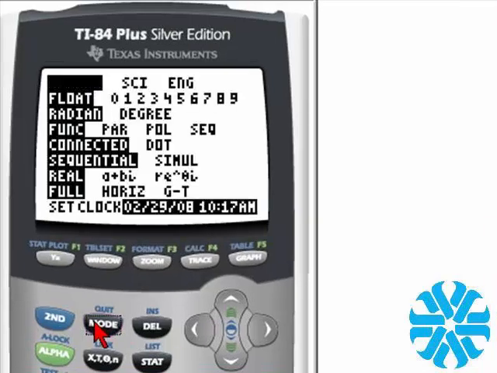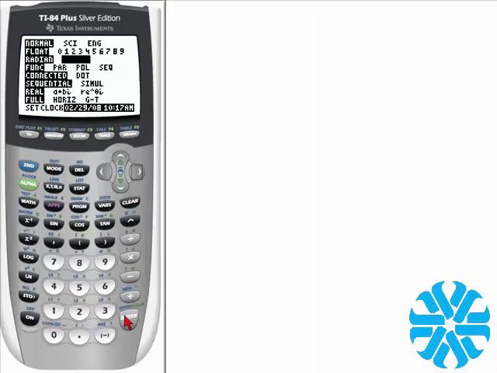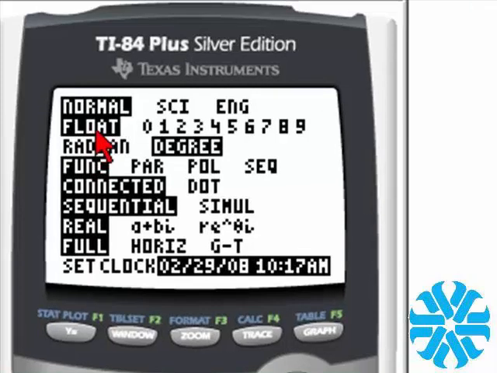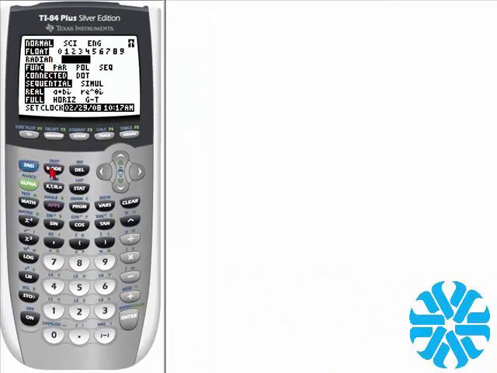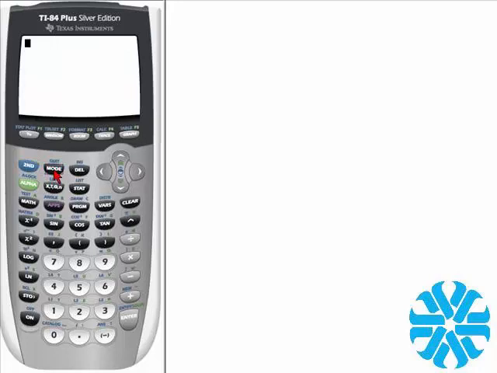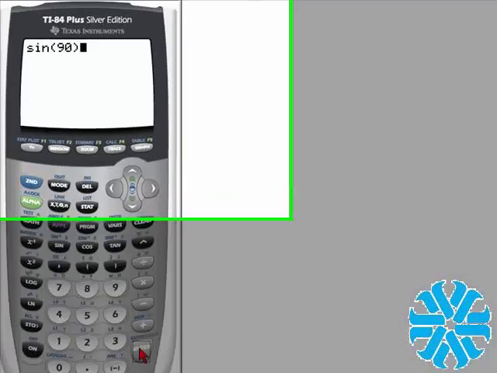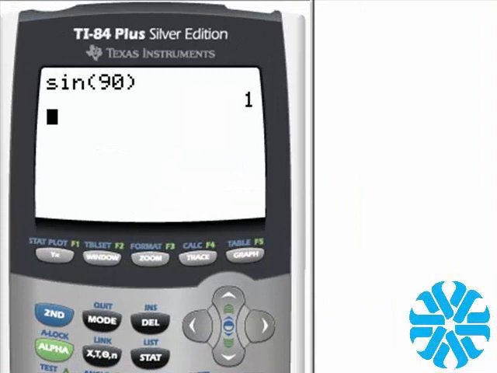So we need to go to mode. You can see down here we have a radian and a degree mode. So let's put it in degree mode. Select enter. And then just to verify, we want to make sure we're in floating point mode and then in normal mode. And we are. So let's get out of this, second function, and then quit. Let's compute the sine of 90 degrees. Select enter for our result, and it shows that the sine of 90 degrees is 1.